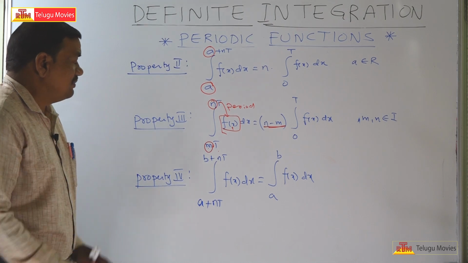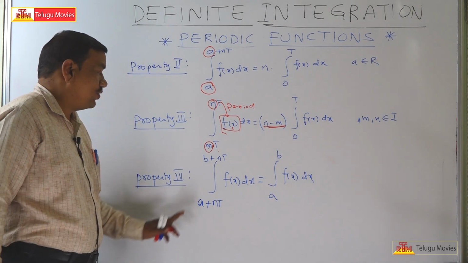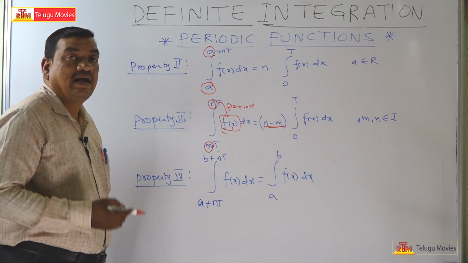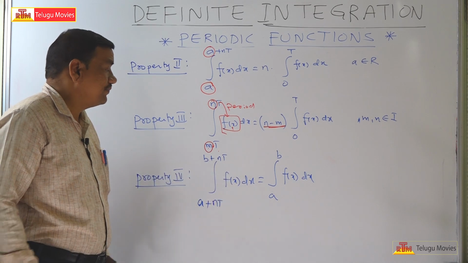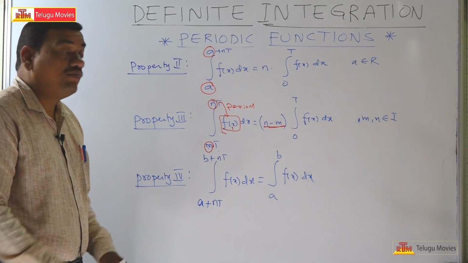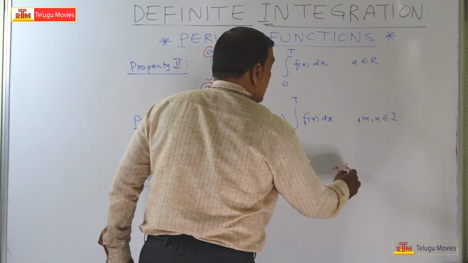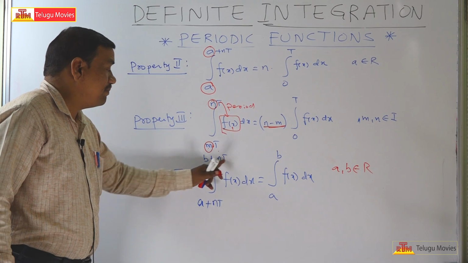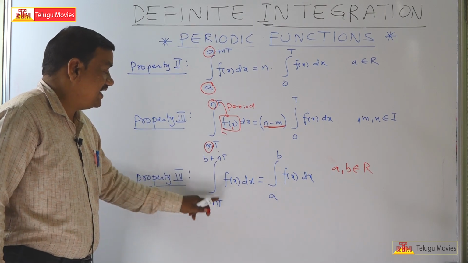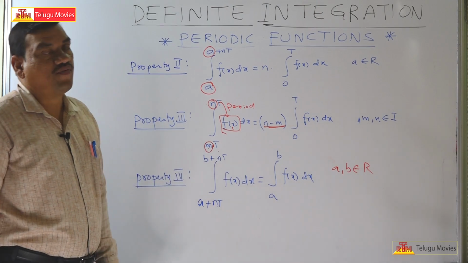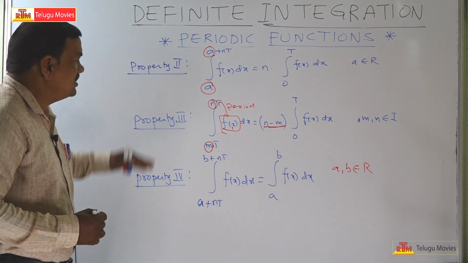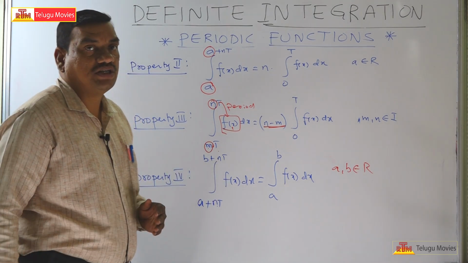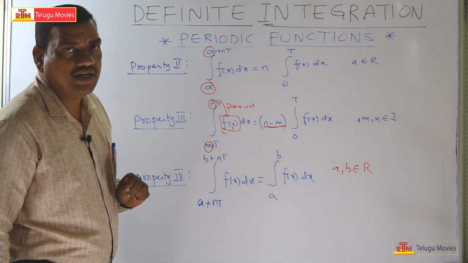Right. Coming to property number 4: the integral from a plus nT to b plus nT, where n is a natural number, T is the period of the function, and a and b are any real numbers. Then the integral from a plus nT to b plus nT is the same as the integral from a to b of f of x dx. Okay? So these are the 4 main properties. Still some more properties are there.